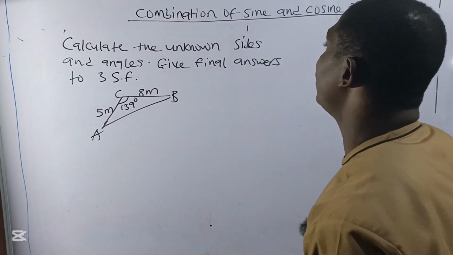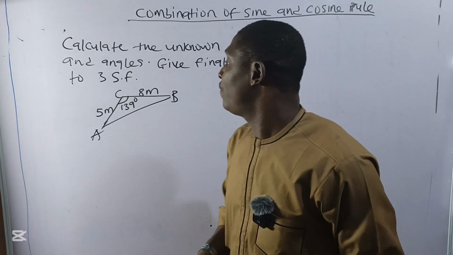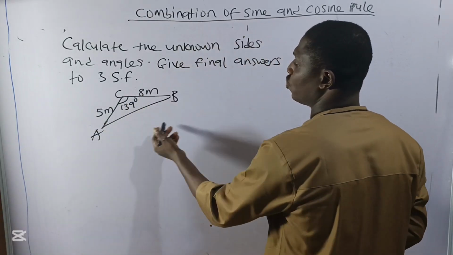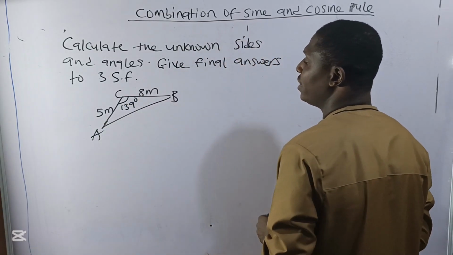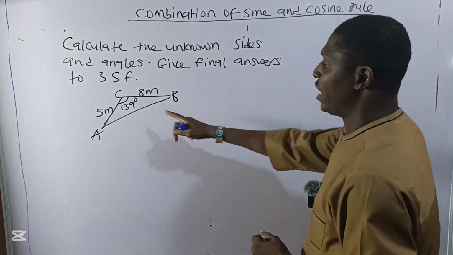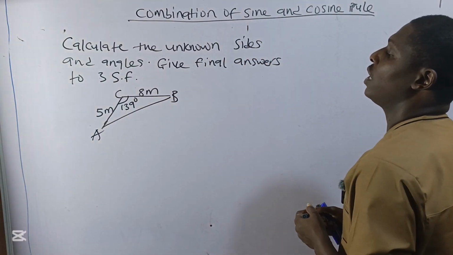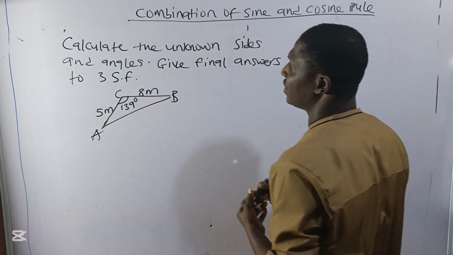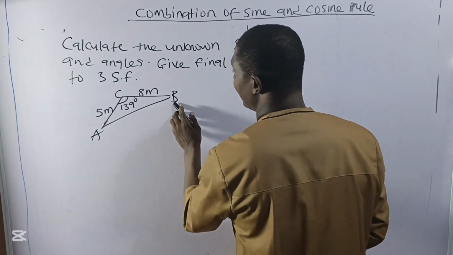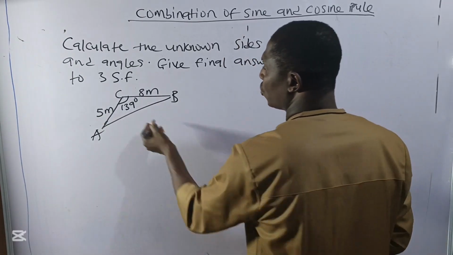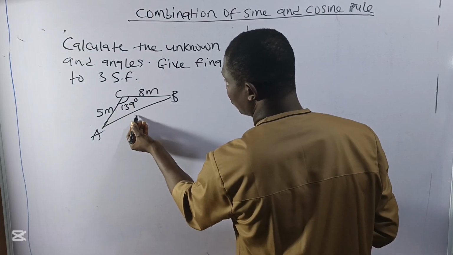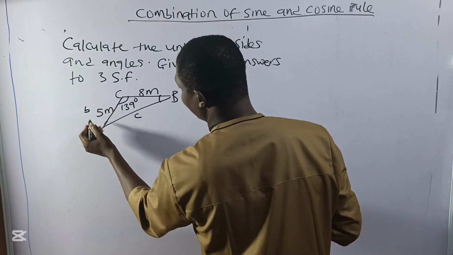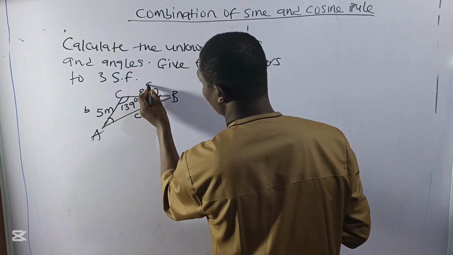So again, we have to calculate the unknown sides and angles, and it said give final answers to three significant figures. Now we have angle ACB here to be 139 degrees, meaning this is an obtuse triangle, because the angle C is greater than 90 degrees. Now what do we do? First, we have an included angle between two given sides. So the first thing we must do is to get our AB, using the cosine rule. So this side AC is facing this angle C, so this becomes small letter c. This angle B is facing this way, so this becomes small letter b. And this facing this way becomes small letter a.